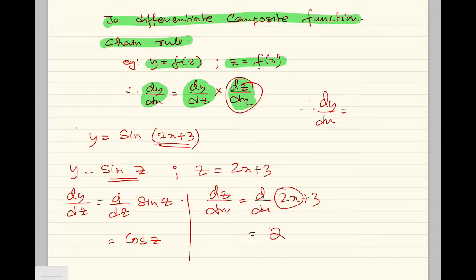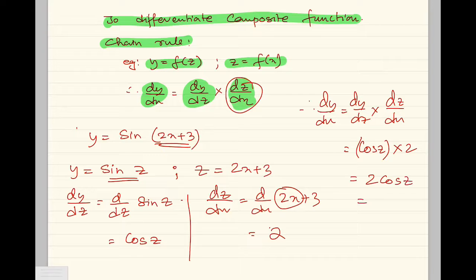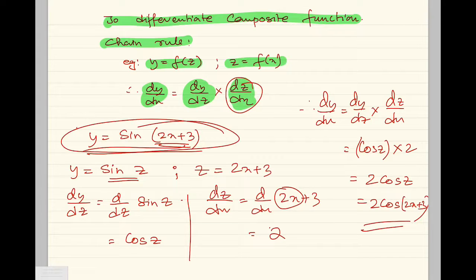dy by dx, according to the formula, is dy by dz multiplied with dz by dx. So let us put them together. That's cos z into 2. So that gives me 2 cos z, and replace the z. The value of z is 2x plus 3. So that's the derivative of y equals sine 2x plus 3. It looks quite tedious and lengthy, because every time I cannot break the function as z and z in terms of x and do this.